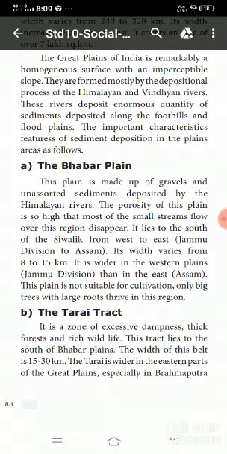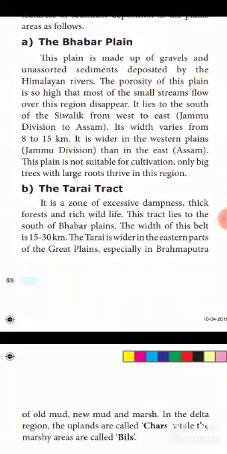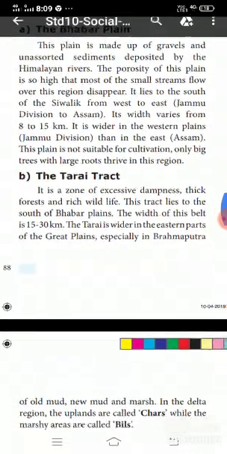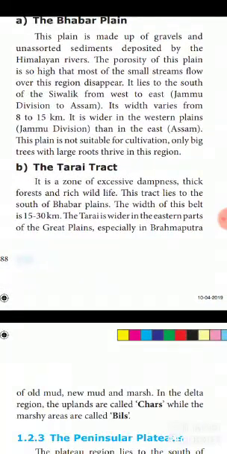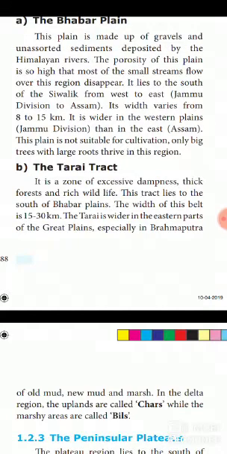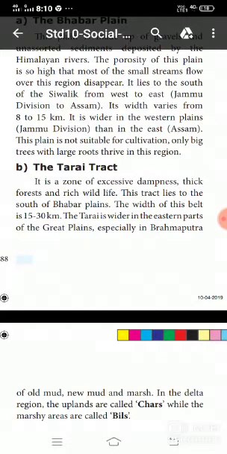Okay, next one, Terai Tract. Tract means a stretch of land. It is a zone of excessive dampness. Excessive dampness means moisture. So this tract is a zone of excessive dampness, thick forest and rich wildlife. So this place is a damp, moisture-rich place.